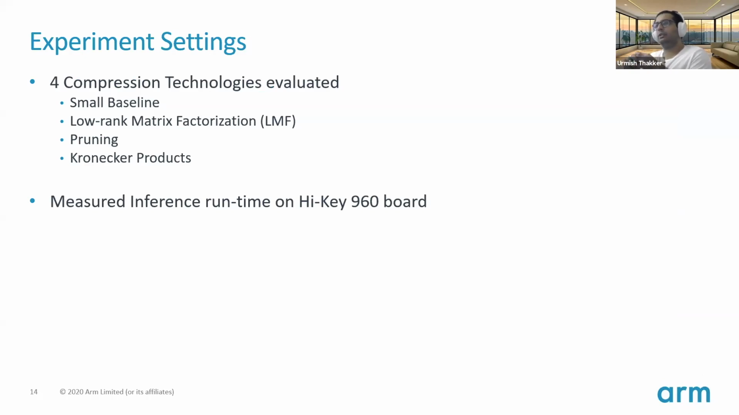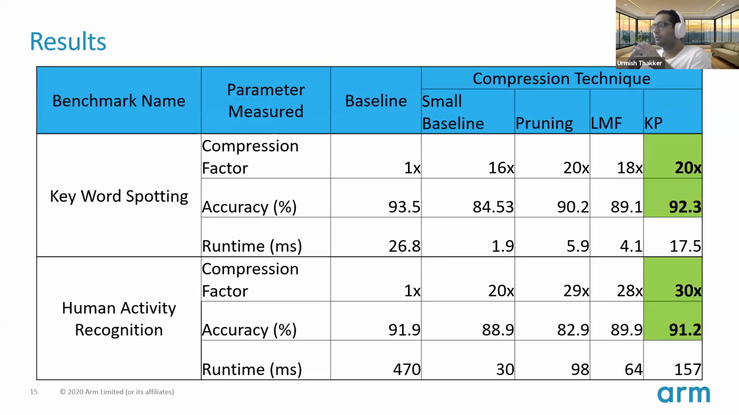After compression, we actually measured the inference. We implemented these compressed networks using the Eigen library and measured inference runtime on a Hikey 960 board. And the results were really compelling. If you look at the KWS or keyword spotting application, when we compress by 20x, what we see is that traditional compression technologies can lose 3 to almost 8% accuracy. But with Kronecker product, you end up only losing 1.2% accuracy. And the runtime also reduces from 26.8 milliseconds to 17.5 milliseconds.